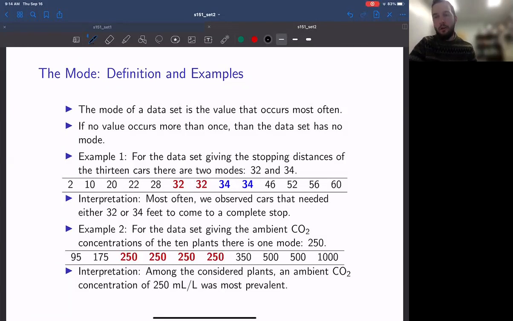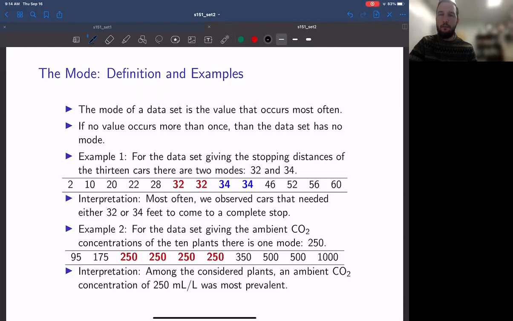For the CO2 concentration example that we had just looked at, our mode is equal to 250 because this is the number in the data set that occurs more often than any other value. So the mode is simply the value that occurs most often.